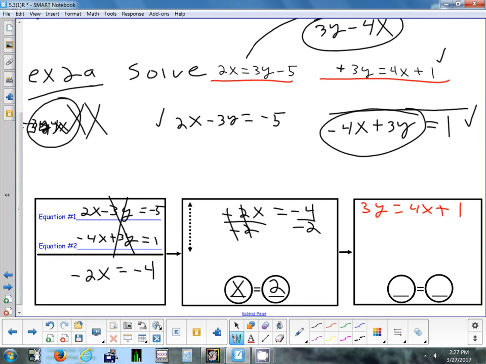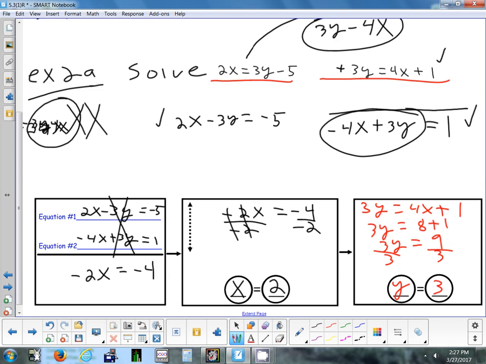Now what? Yep, and what do you plug in for x? 2? And let's do this as we go. What's 4 times 2? 8 plus 1. 9. And I have one step left. Divide by 3. And that means y equals 3.